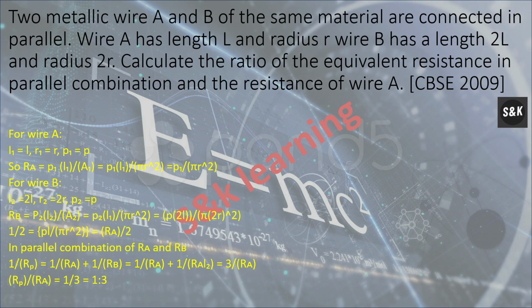For wire A, current I1 equals I, that is R1 equals R and P1 equals P. So R_A equals P1 I1 upon A1. For wire B, I2 equals 2I and R2 equals 2R and P2 equals P. So putting the value in parallel combination, we get the answer as a 1:3 ratio.